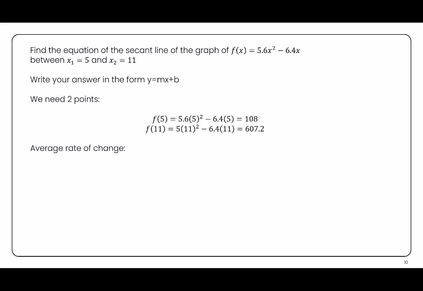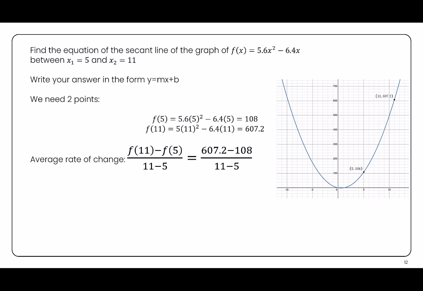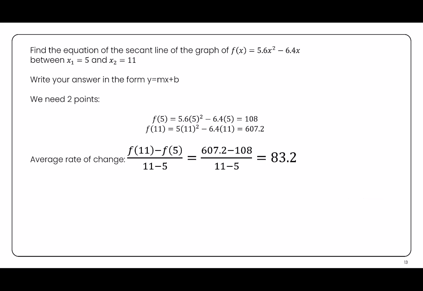Now we'll find the average rate of change between these points. So we'll have f of 11 minus f of 5 over 11 minus 5. That's 607.2 minus 108 over 11 minus 5. This simplifies to 83.2, which will be the slope of our line.